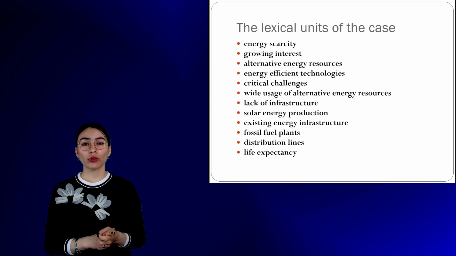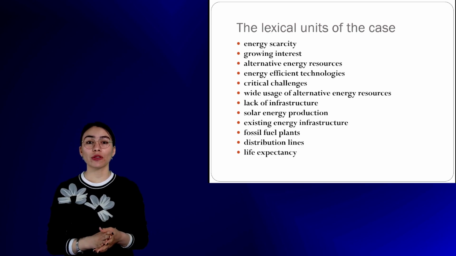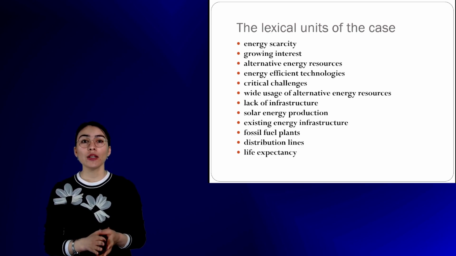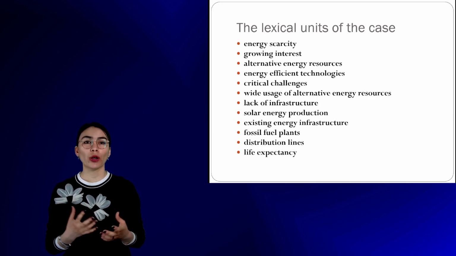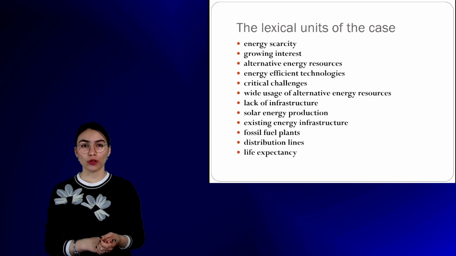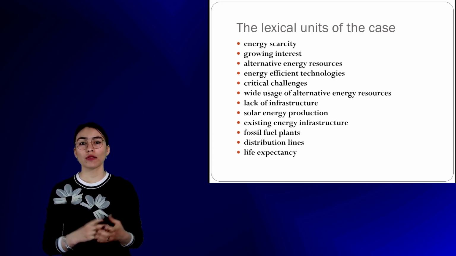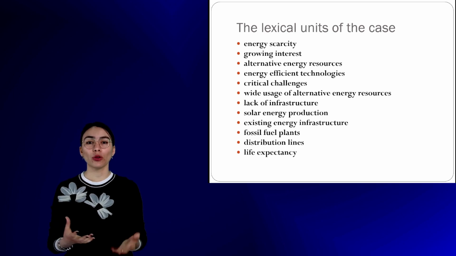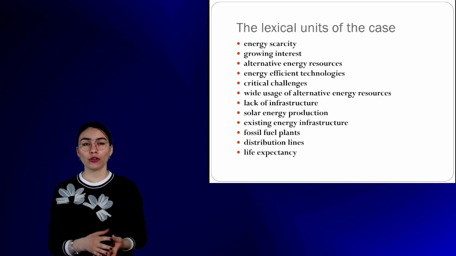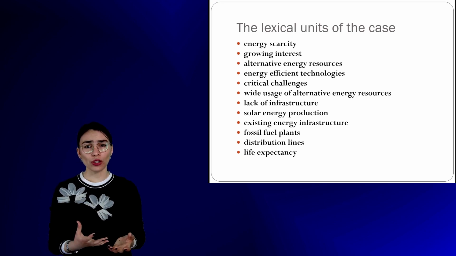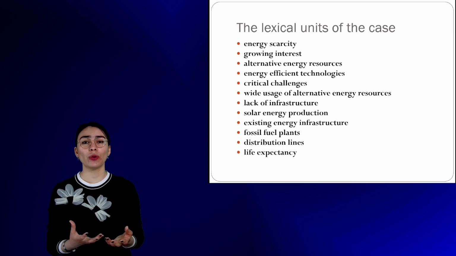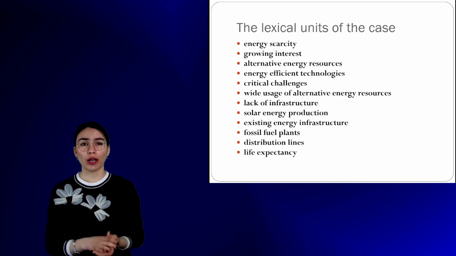Next exercise, of course, our case study. So let's learn firstly the vocabulary of the case study. The first one is energy scarcity. I think we have talked about it so many times that you know the word, I hope. Growing interest, we know this one. Alternative energy sources are the energy sources that we can use as a substitute for other energy sources. Energy efficient technologies are the technologies that can help us to use our energy efficiently.